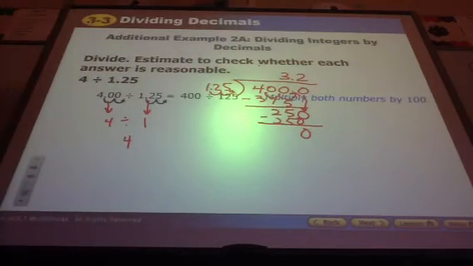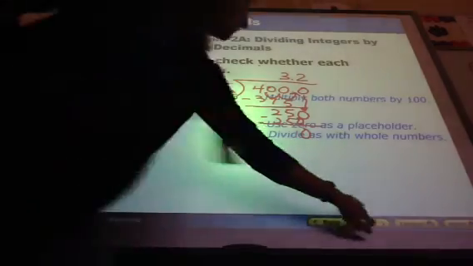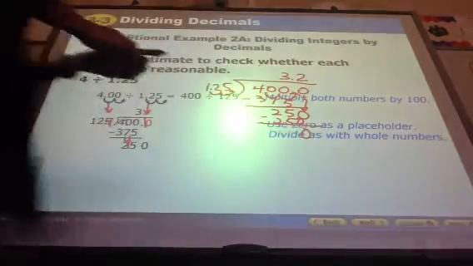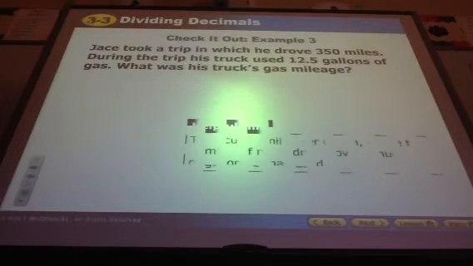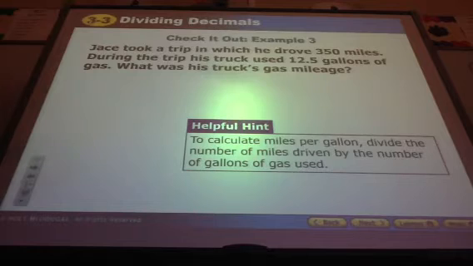All right, so our last problem, I'm going to skip right through that one, and it won't let me. Okay, so I'm just going to bam, bam. There we go. So Jace took a trip in which he drove 350 miles. During the trip, his truck used 12.5 gallons of gas. What is his truck's gas mileage? And there's a little hint down there for you. To calculate miles per gallon, divide the number of miles driven by the number of gallons.